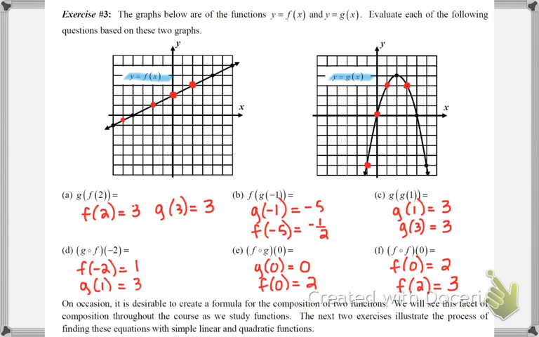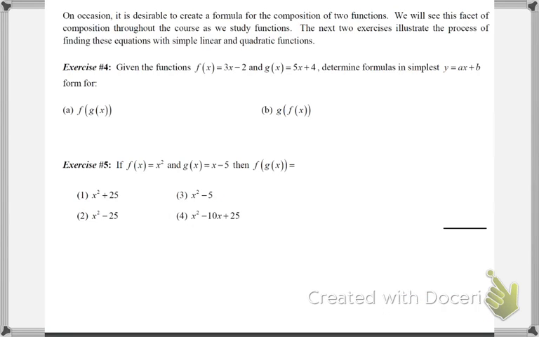On occasion, it is desirable to create a formula for the composition of two functions. In the next two exercises, we will illustrate this process by finding these equations with simple linear and quadratic functions. We're given the functions f of x is equal to 3x minus 2 and g of x is equal to 5x plus 4. Determine the formulas in simplest y is equal to ax plus b form. So we must simplify at the end.